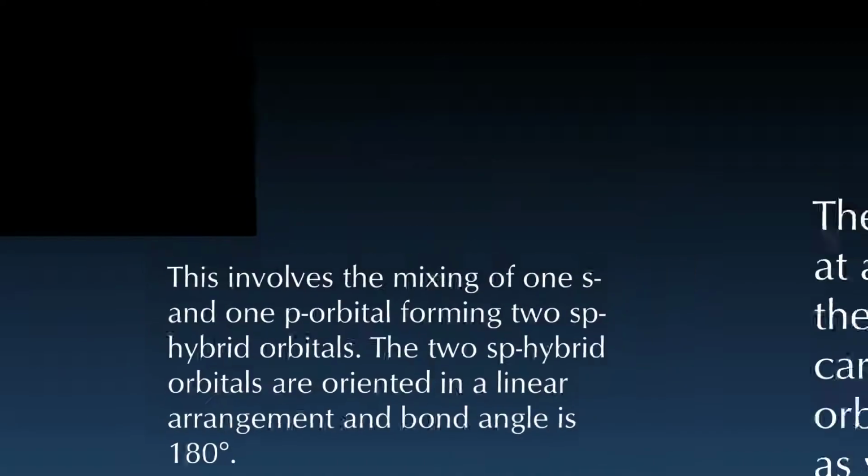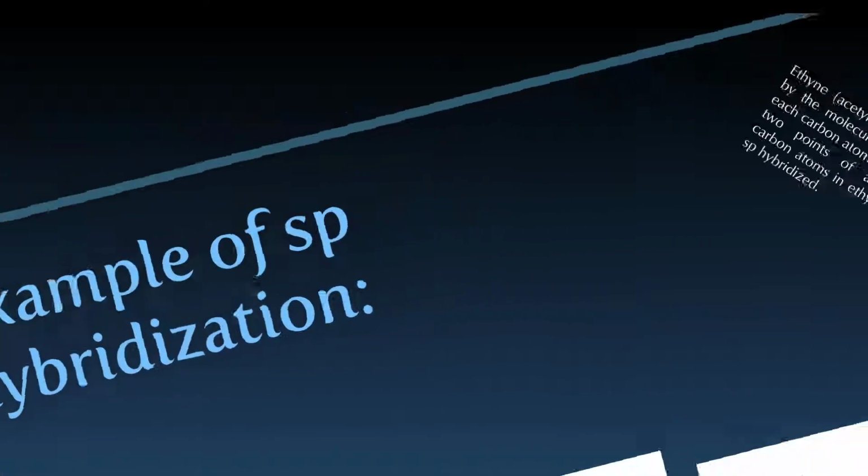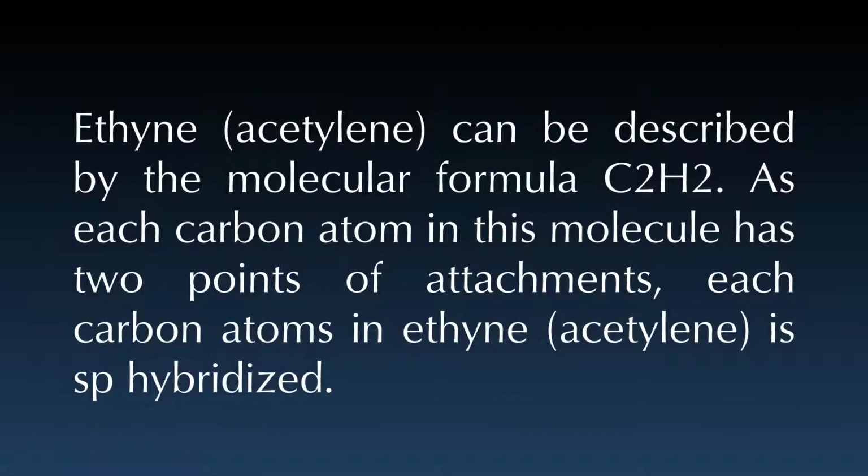All right. So a perfect example here is acetylene, C2H2. As each carbon atom in this molecule has 2 points of attachment, each carbon in acetylene is Sp hybridized.